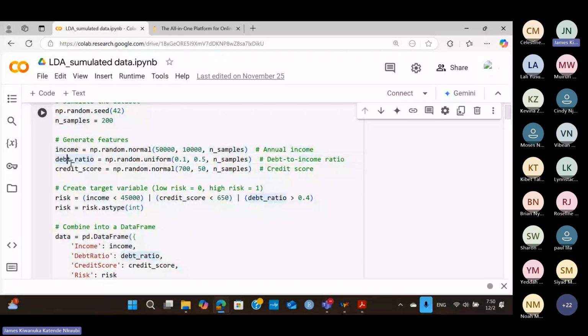So the next thing we do is create the low risk and high risk customers. We label the low risk.